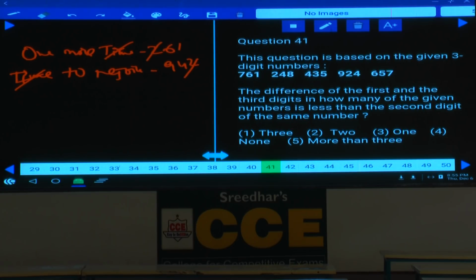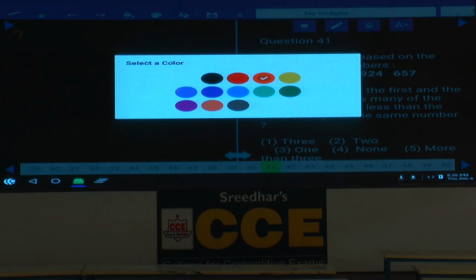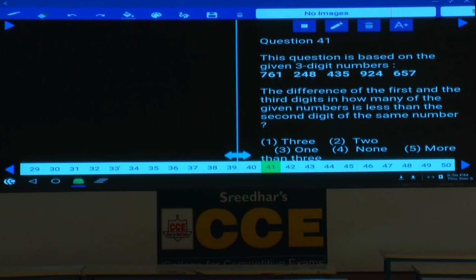Then question numbers 41 to 45. These 5 are based on a set of numbers. What are the numbers here? 761 is one number. Now the numbers are 761, 248, 435, 924 and 657, the 5 numbers.